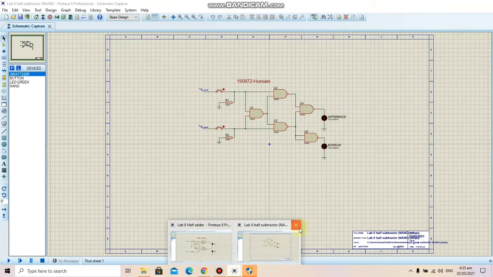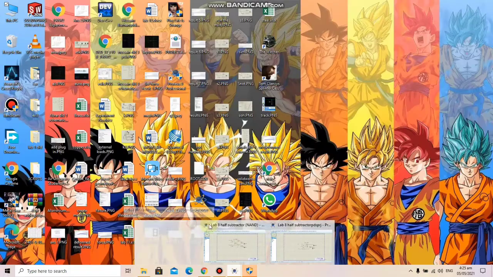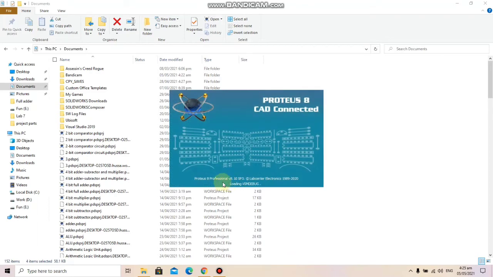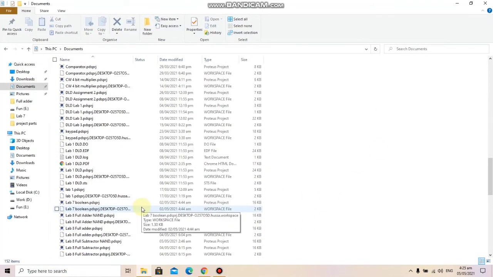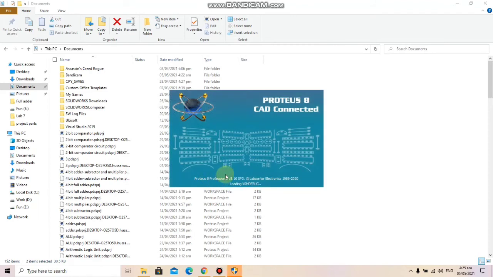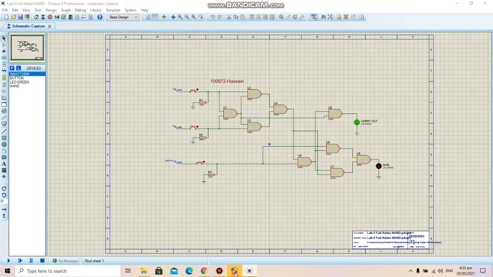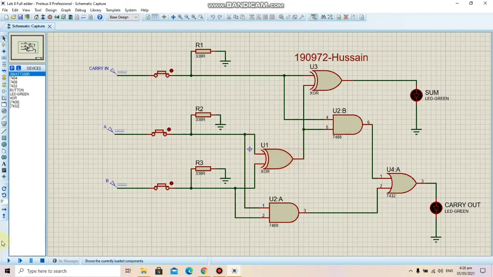So here we can see the half adder I opened. Here you can see the full adder implementation on Proteus.